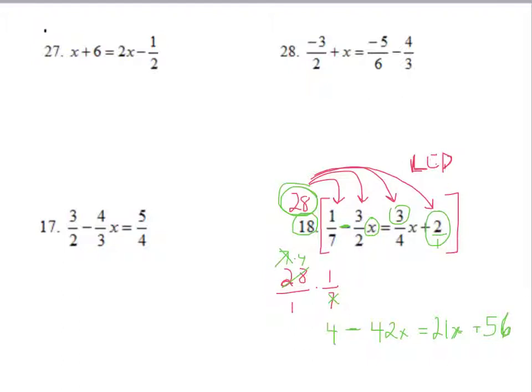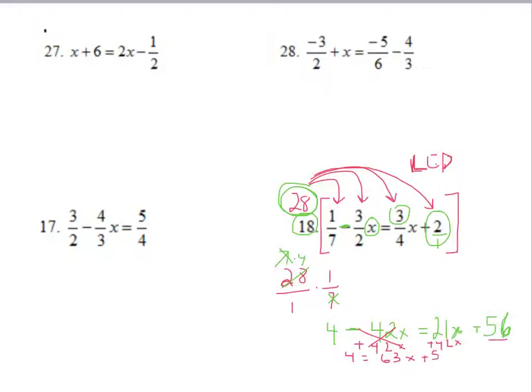Now, what you've noticed is when I multiply by the least common denominator, I no longer have fractions. That is what the least common denominator does for me. It gets rid of all the fractions. Now I have an equation that I can work with. Remember, with our equations, we want to get all the x's on one side. So since I like to work with positive numbers, I'm going to add 42x to both sides. Negative 42x plus 42x is gone, and I get 4 equals 42 plus 21 is 63x, plus of course my 56.